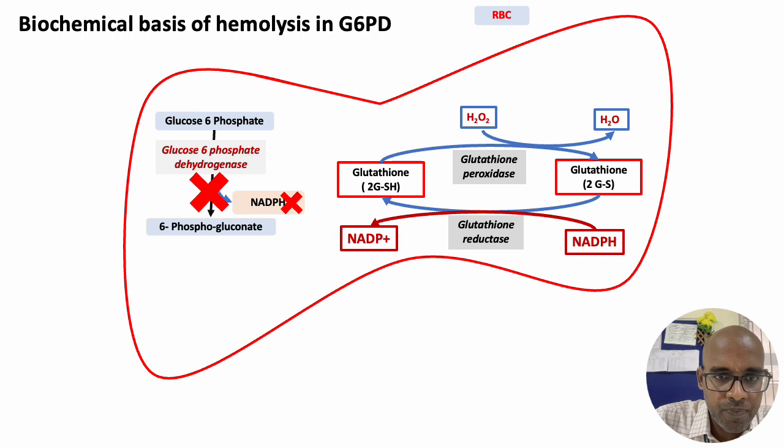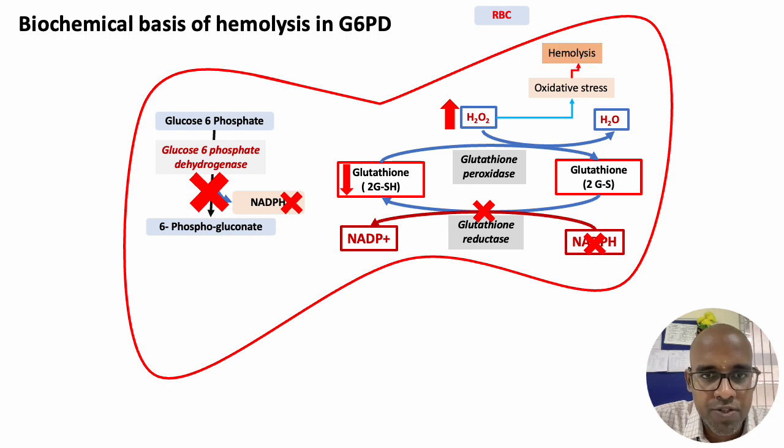For example, if NADPH is not there because of this enzyme deficiency, glutathione levels will be very low. As reduced glutathione levels are very low, H2O2, that is hydrogen peroxide, cannot be converted to water. So hydrogen peroxide levels will increase in the cell. As I told you earlier, the increased hydrogen peroxide can lead to oxidative stress, which in turn can lead to hemolysis. So that's exactly the mechanism why G6PD deficiency causes hemolysis.